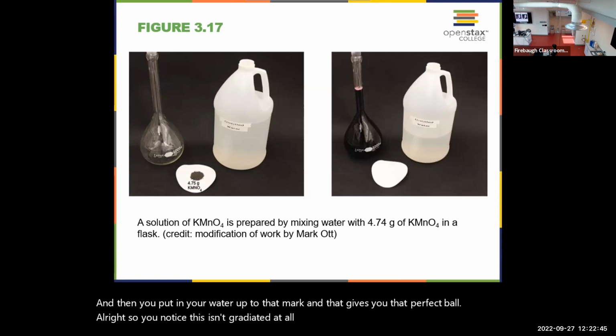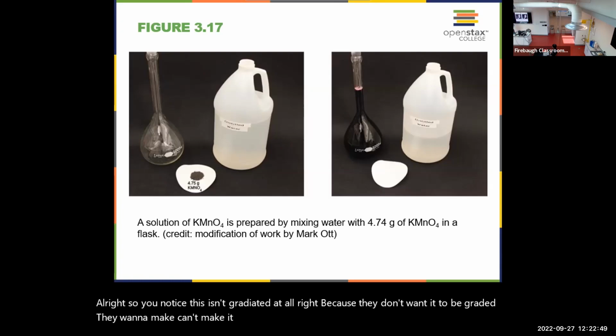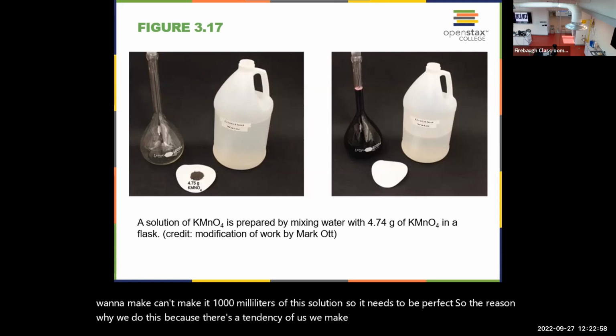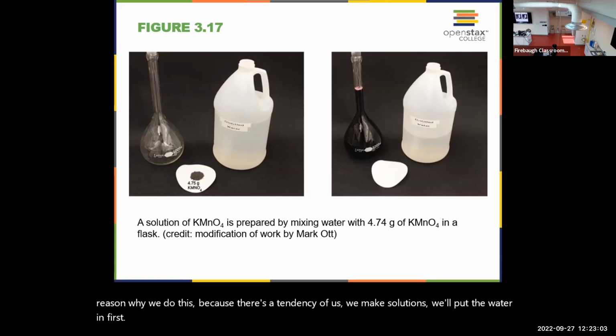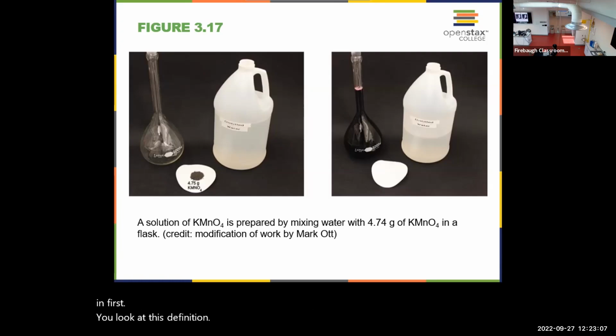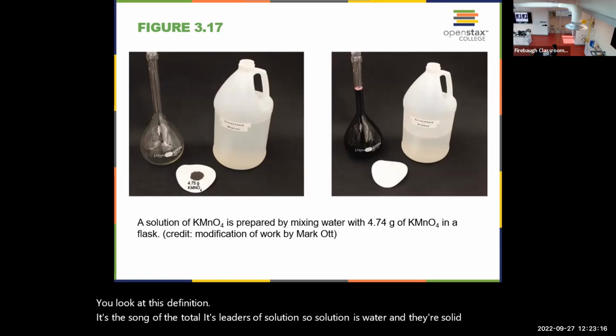Because they want it to be gradient, they want to make 1,000 milliliters of this solution. Perfect. So the reason why we do this is because there's a tendency of us, when we make solutions, to put the volume in first. Volume is 1,000 milliliters of water. That's not what you want to do, because if you look at this definition, it's the sum, the total, liters of solution. So solution is water and salt. Right? It's not just the water.